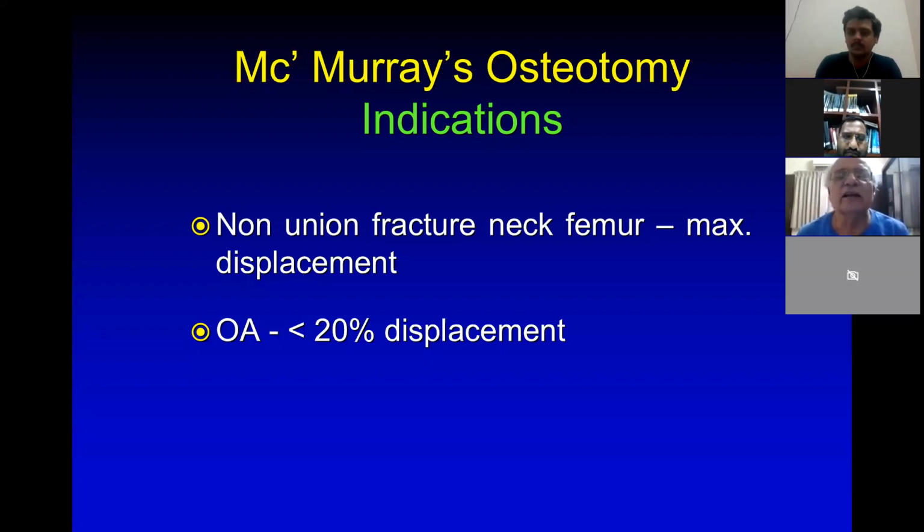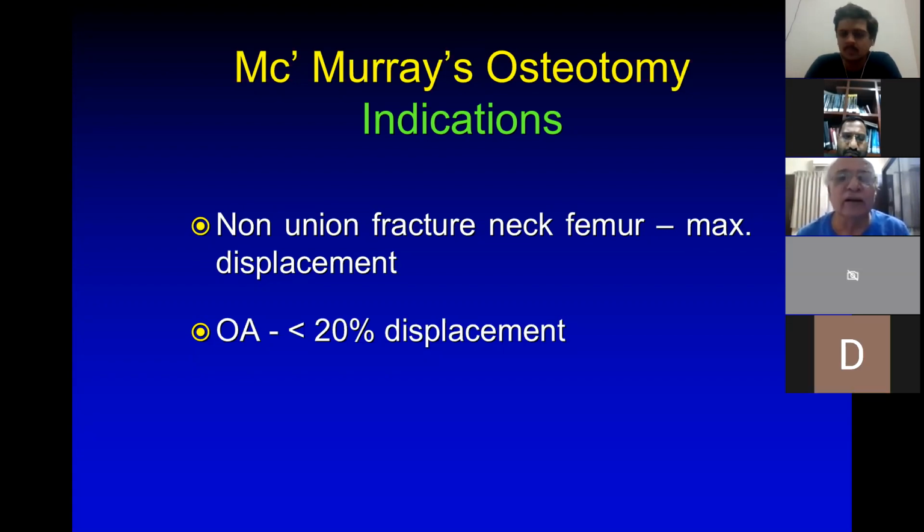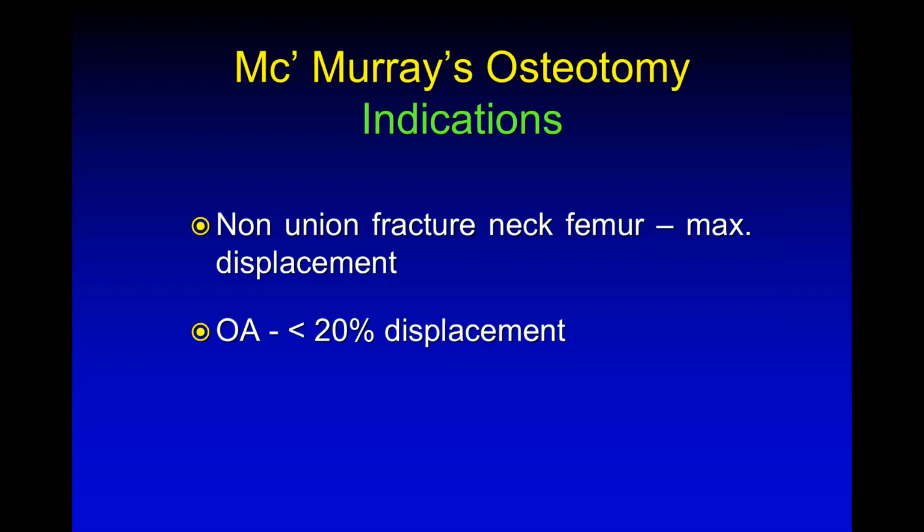Actually, he described it later also for osteoarthritic knee and osteoarthritic hip, but unfortunately we didn't have much OA hip in our country. Today we do see OA hip in our country, which is secondary arthritis due to femoroacetabular impingement. But initially we did not see it, so we didn't do many osteotomies for osteoarthritis. So we did a large number of cases for fracture neck femur because we didn't have a choice at that time. And in osteoarthritis, you should not displace too much, not more than 20. You should do a small displacement.